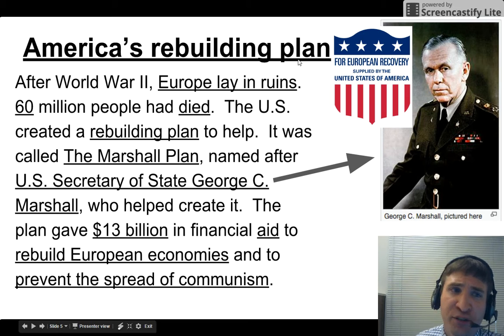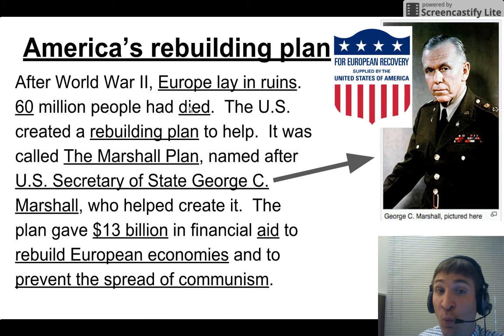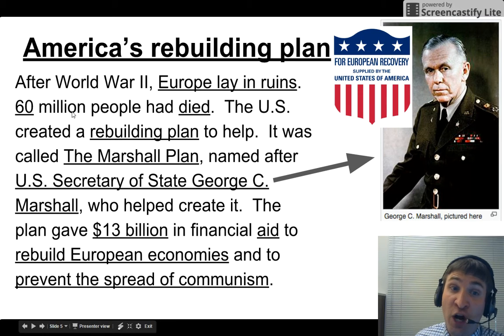America's rebuilding plan. After World War II, Europe lay in ruins. 60 million people had died during the war. The U.S. created a rebuilding plan to help. It was called the Marshall Plan, named after this gentleman, U.S. Secretary of State George C. Marshall, who helped create it. And he's actually from Virginia.